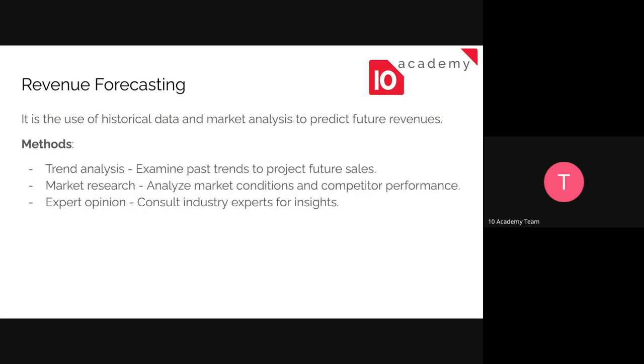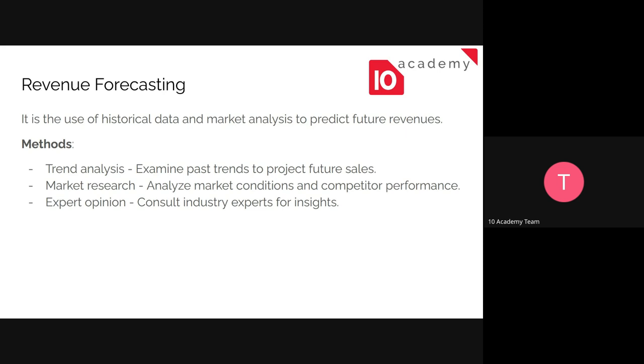Okay. And for revenue forecasting, you forecast your income by using historical data. If the company has been there for a long time and has historical data, you can use it to forecast your income, or you can use the market analysis to predict future revenues. Normally, you do it in a combination of the two: historical data of your company plus the current market analysis, in order to get the predicted future revenues.